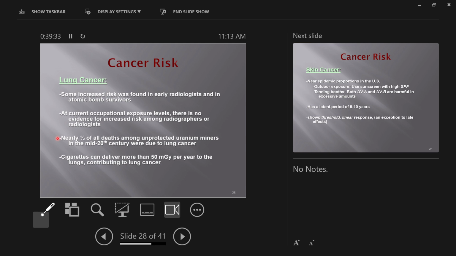However, early on, as we keep referring to, like the mid-20th century, mid-1900s uranium miners, nearly half of all their deaths were attributed to lung cancer due to radiation exposure. 50% of them died from radiation exposure. So that's a pretty high amount relative to the 33% on average. Cigarettes can deliver more than 50 milligray per year to the lungs, which is one reason why we talk about cigarettes as being carcinogenic, cancer-causing.